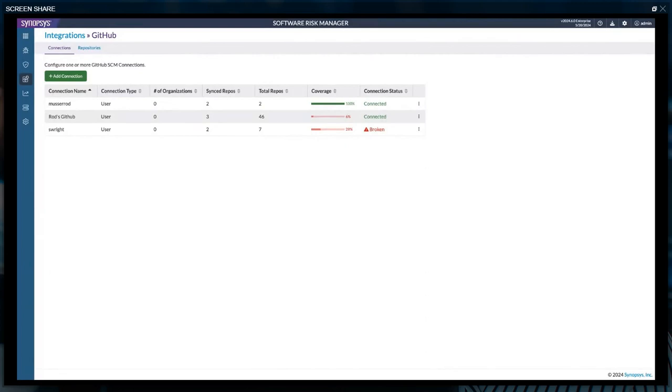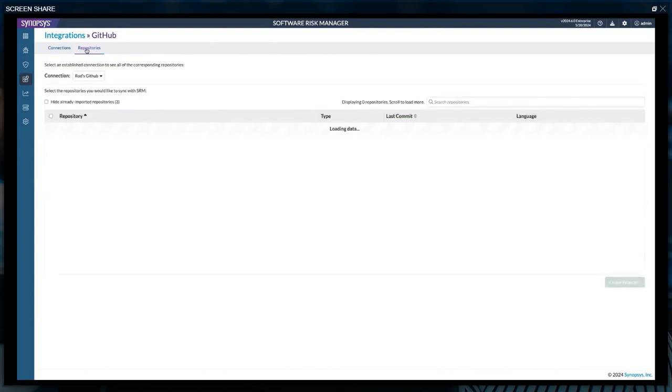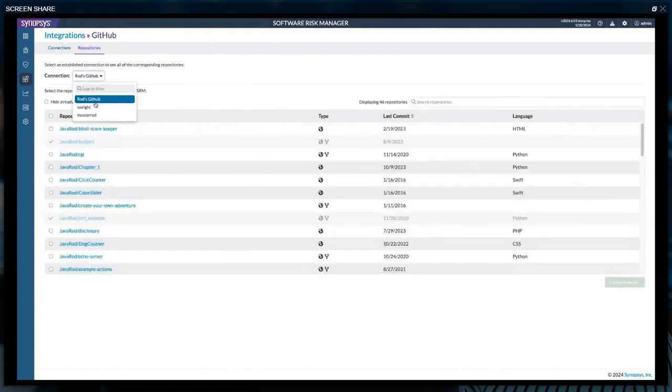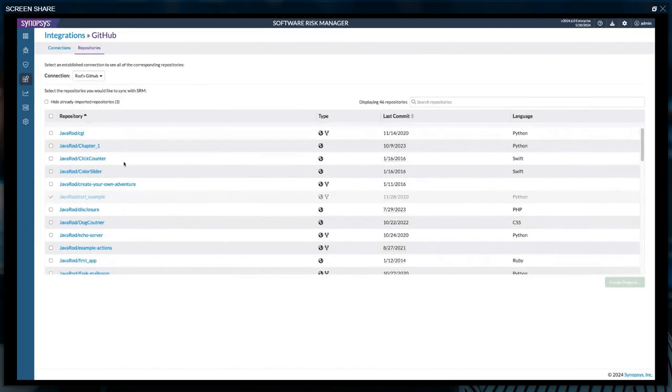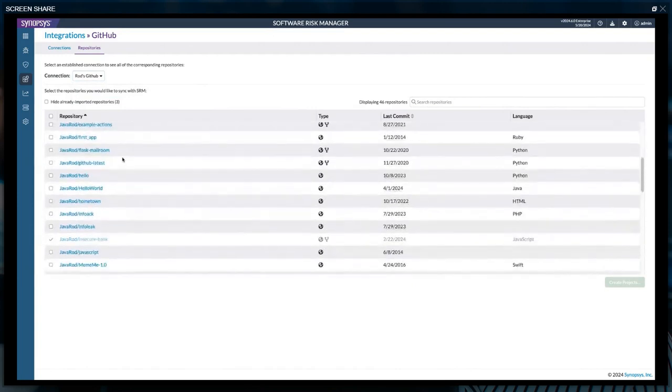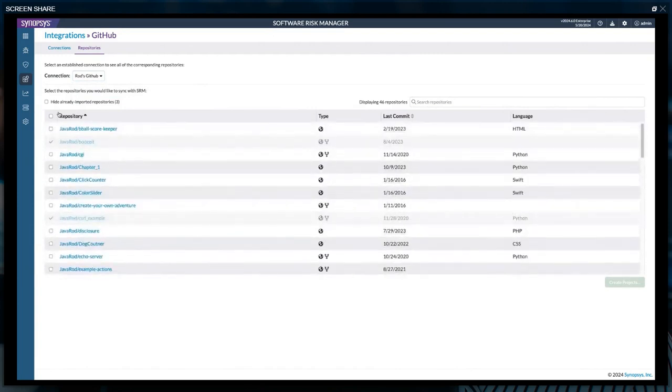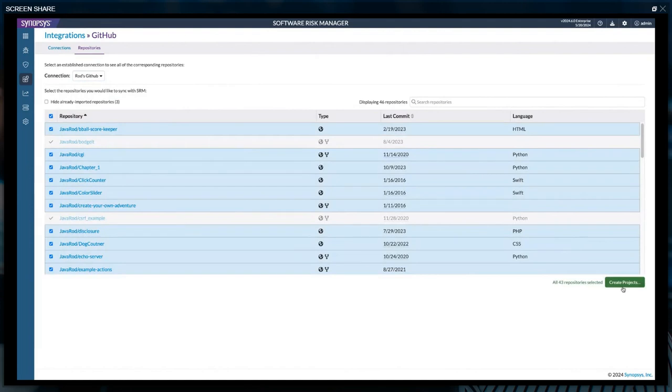So we can see here, for example, in my GitHub account, we've got 46 repos there, and right now we're monitoring 3 of them, and we can go in and see, very simply, which ones are being covered and which ones are not. And then if I wanted to say, well, I really do need to bring all of those in, I can go ahead and bring those in to the ASPM solution.